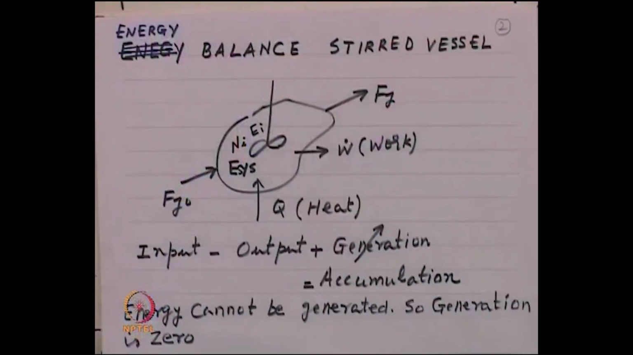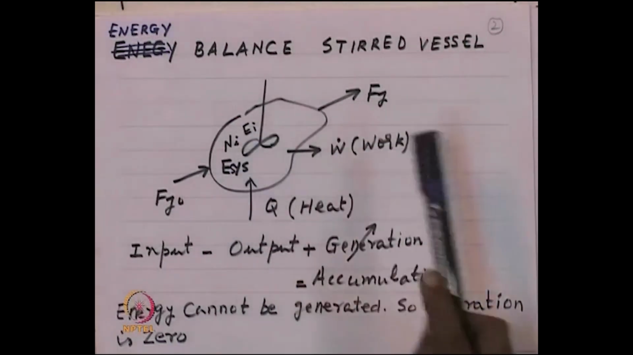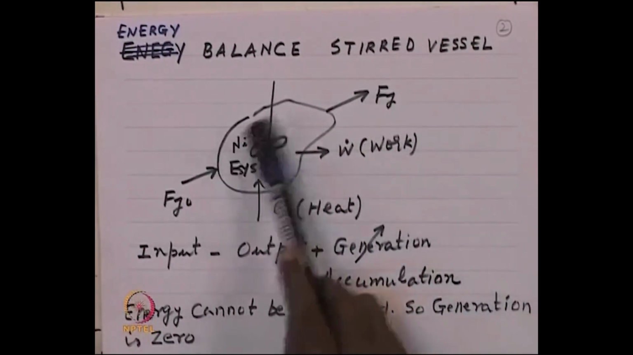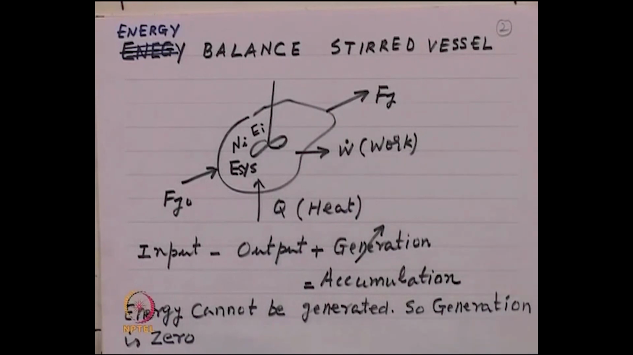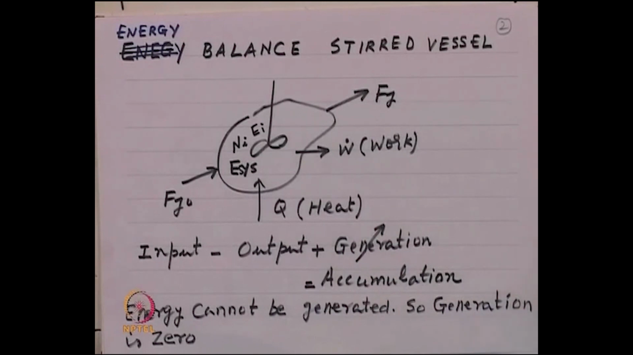So, we are going to be looking at energy balance today. What we are trying to do here is look at energy balance for a stirred vessel. Now, a stirred vessel is one in which there is a stirrer, where the composition of the system is uniform at different positions, or say the intensive properties of the system are the same everywhere because of the mixing that you have introduced.